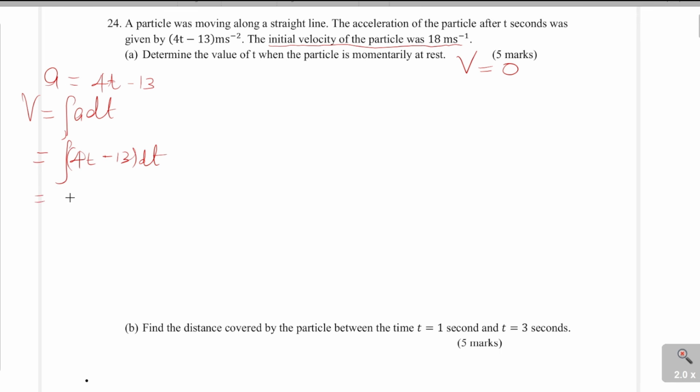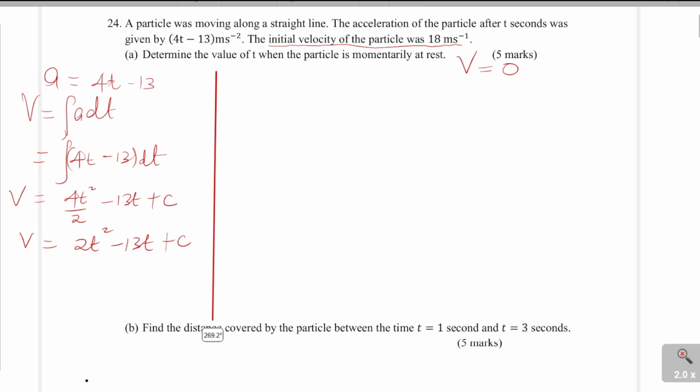So this will give 4t squared divided by 2 minus 13t plus the constant of integration. This is now velocity. So simplify, this will be given by 2t squared minus 13t plus c, like that.